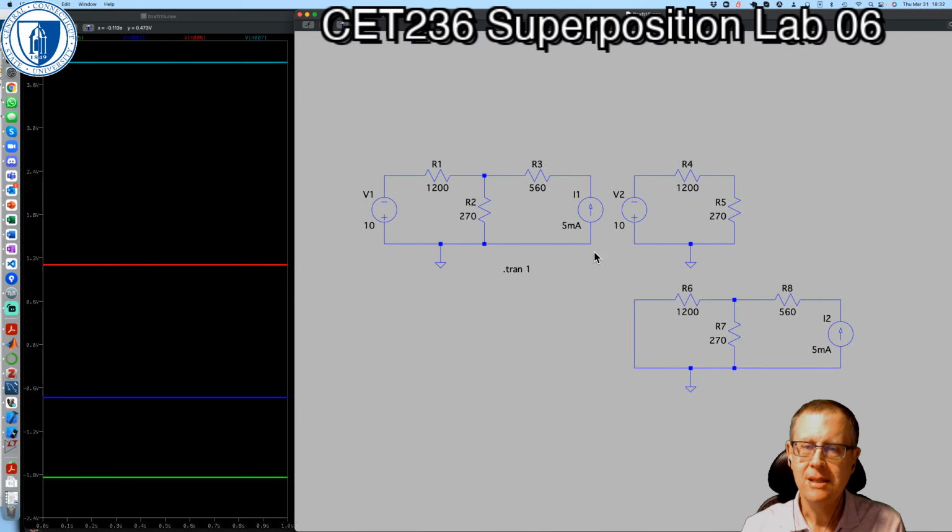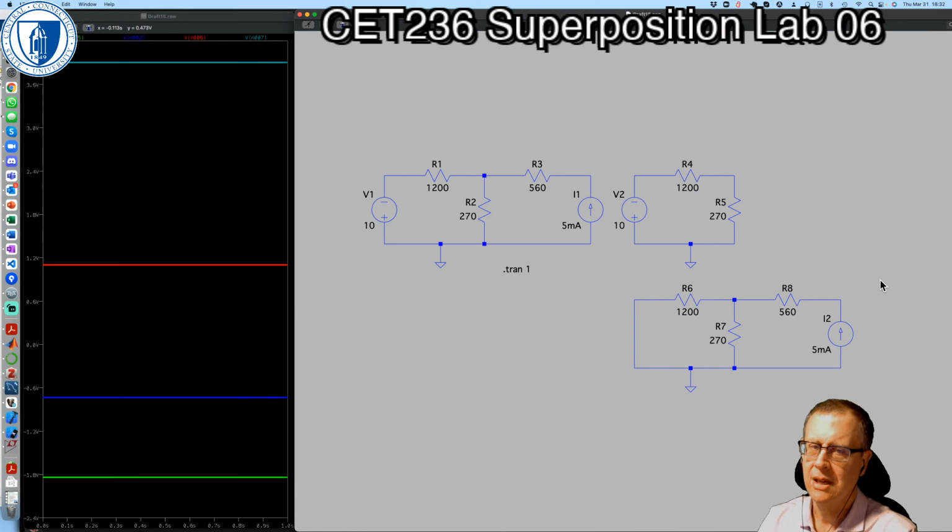This piece here is the full circuit. This piece here is what happens when we neglect the current source. We replace the current source with its ideal, which is an open circuit. That means there's no current flowing through R3, so we can remove R3, so we're just left with R1, R2 and the voltage source. Then the second circuit down here is what happens when we remove, or at least replace, V1 with its ideal, which is just a short circuit.